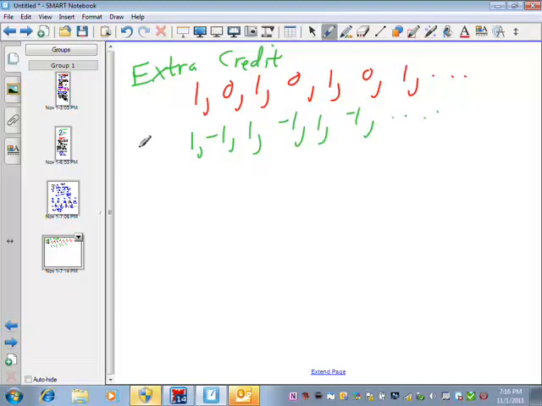Now, I can just add 1 to all of these things, right? If I add 1 to all of them, I get 2, 0, 2, 0, 2, 0, 2, 0. I've already given it away. Okay, so there's some things you can do to this sequence to get that one.